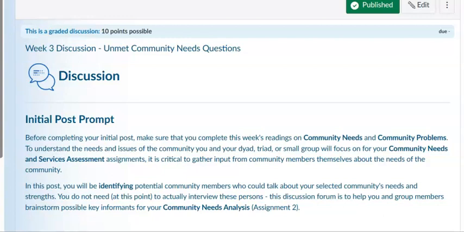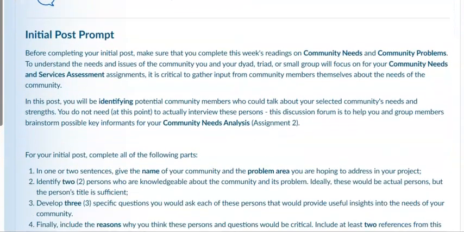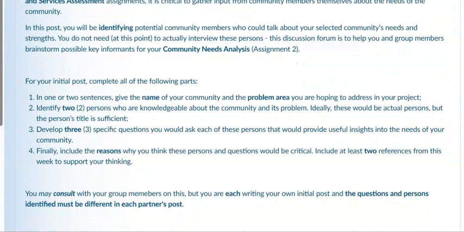So for this assignment, you are beginning to talk to your dyad partner, and in one group, the 3 members of the group. So you begin to think about community needs and community problems in your selected community. So in 1 or 2 sentences, give the name of your community and the problem area you are hoping to address. Identify 2 persons who are knowledgeable about the community and its problem. Ideally, these would be actual persons, but the person's title is sufficient.